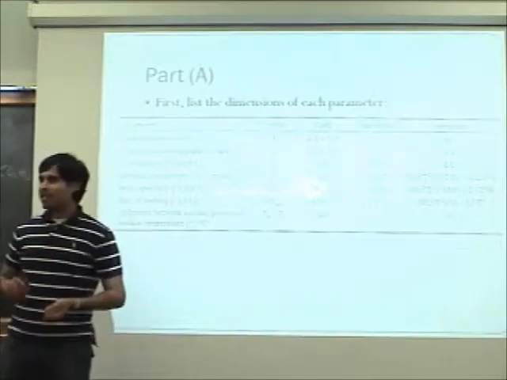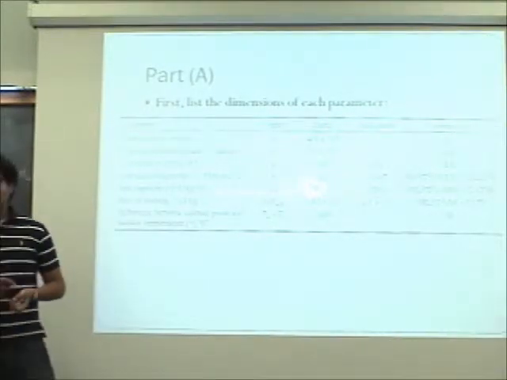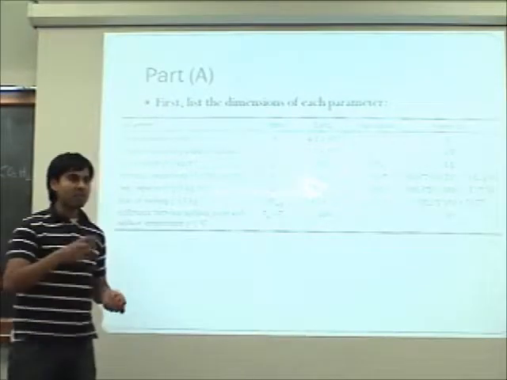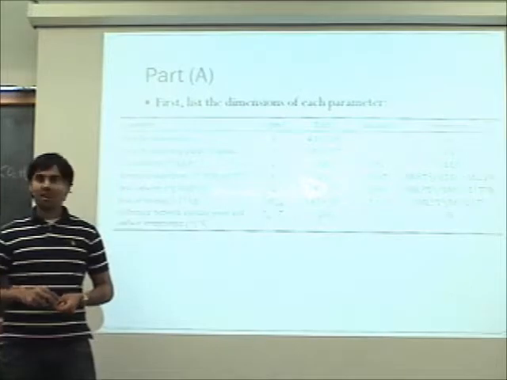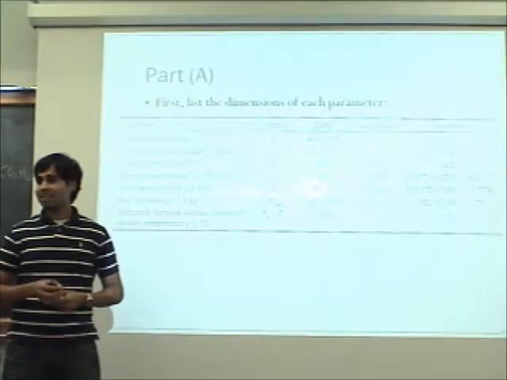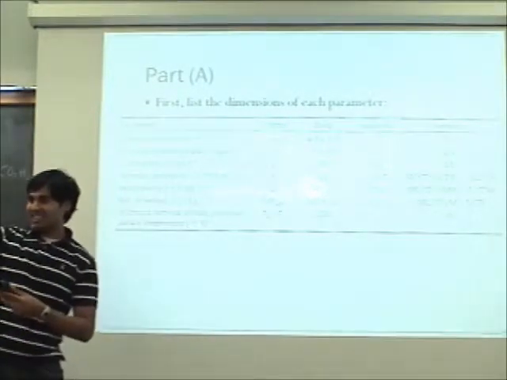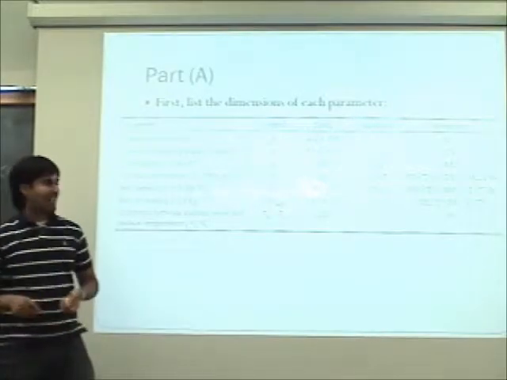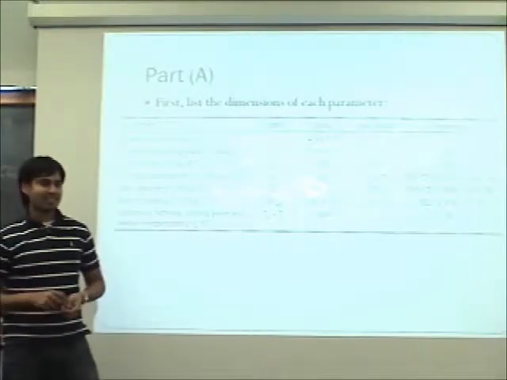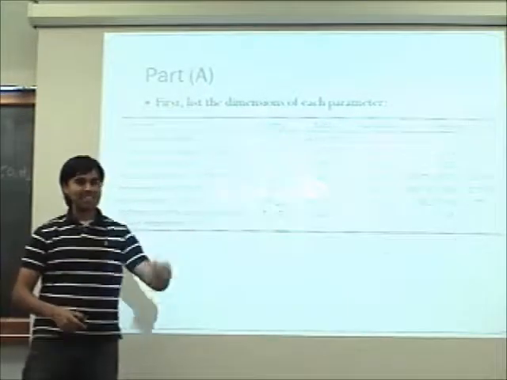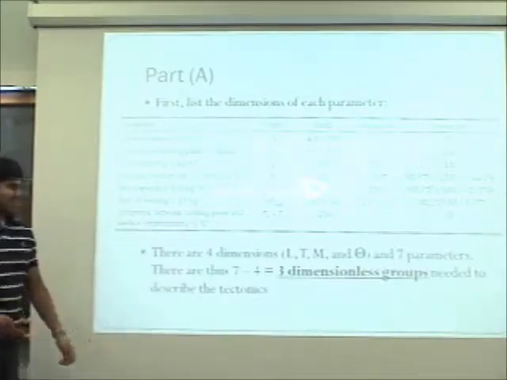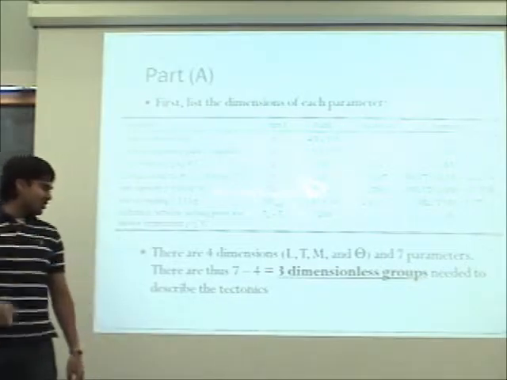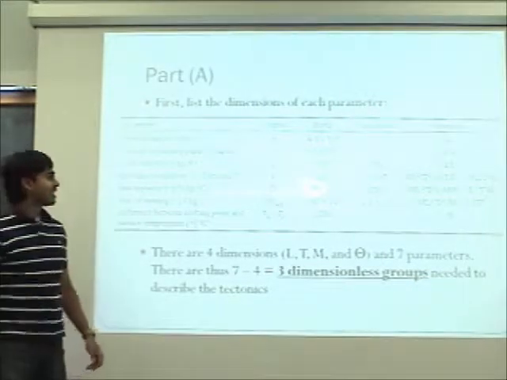So given these, how many dimensionless groups do we expect? So how many parameters do we have? Anyone? Jesse? 7? Catch! Oh, good job. Alright. How many dimensions? Dan? 4. Great. So how many dimensionless groups? Will? 3. Great. So we have 3 dimensionless groups needed. So that's part A. Awesome.